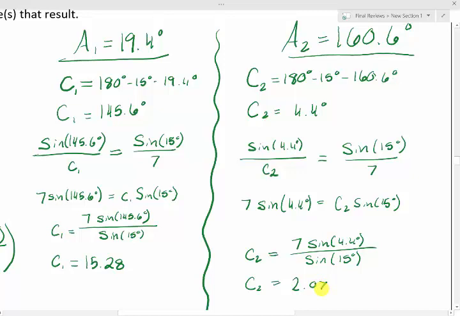Now, me personally, I round my angles to 1 decimal place and my sides to 2 decimal places. Be sure to look to see if your instructor specifies the number of decimal places on the final exam you have to round to, because it may be different than mine.